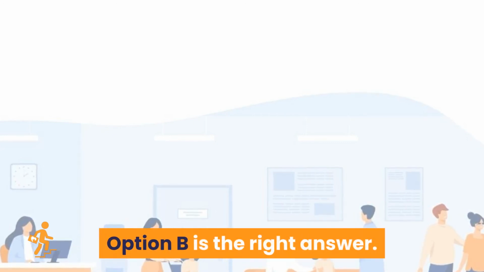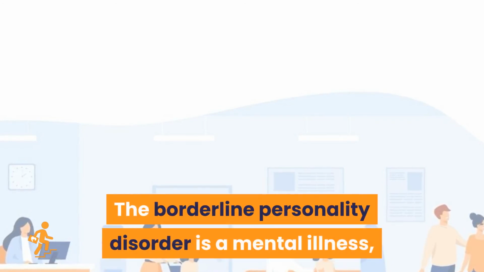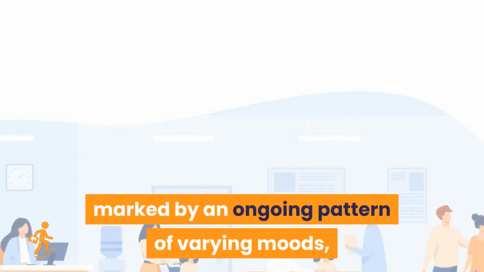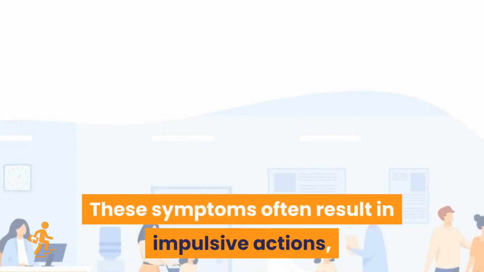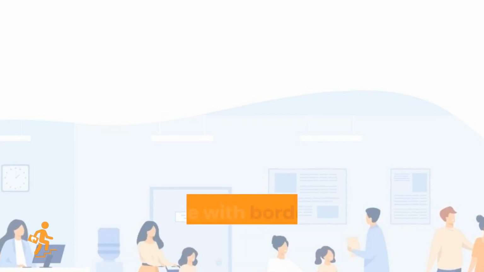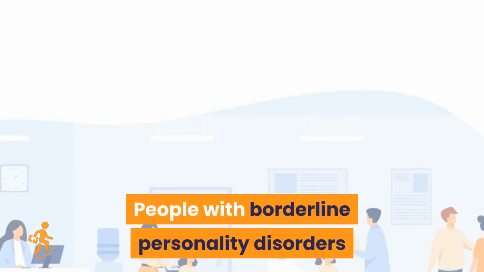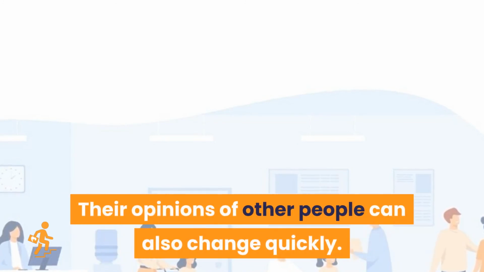Option B is the right answer. Self-destructive. Borderline personality disorder is a mental illness marked by an ongoing pattern of varying moods, self-image, and behavior. These symptoms often result in impulsive actions and problems in relationships. People with borderline personality disorder also tend to view things in extremes, such as all good or all bad. Their opinions of other people can also change quickly.